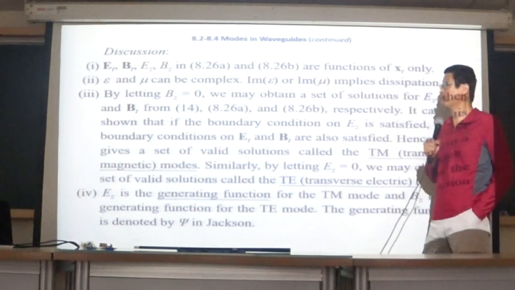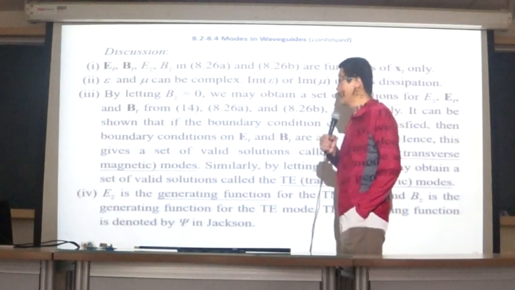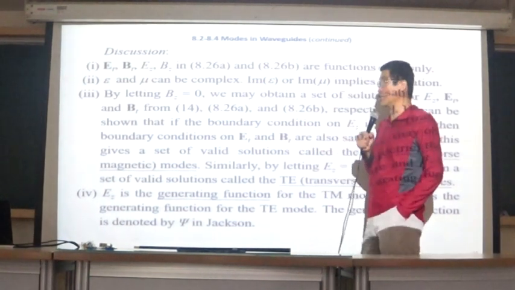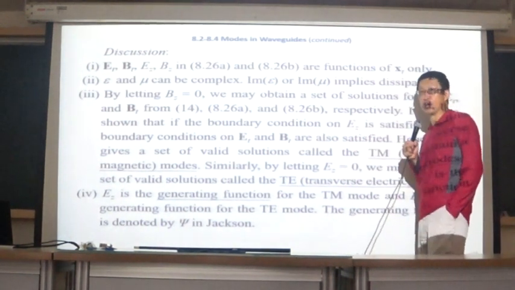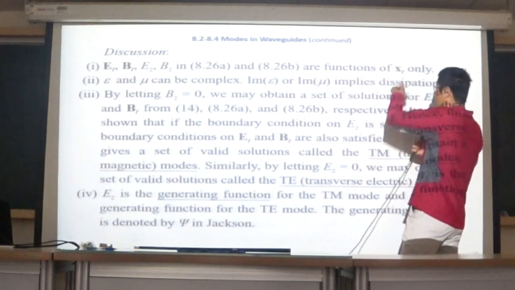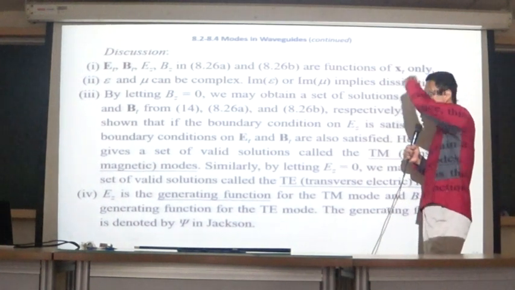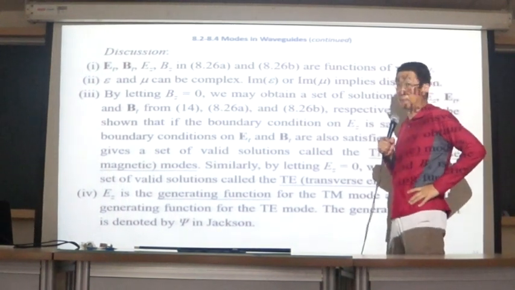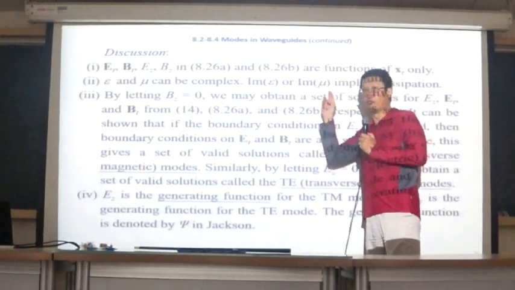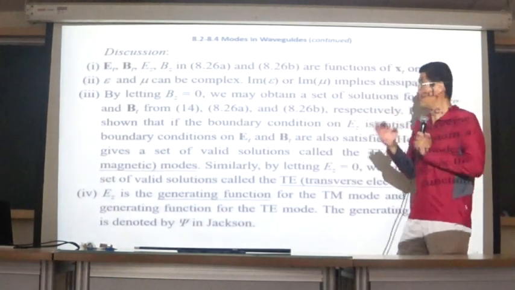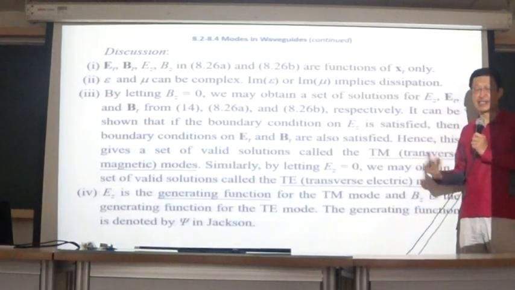Okay, let's move on. This is the discussion. We have a transverse component and longitudinal components in these two equations. They are all functions of transverse coordinates. Mu and epsilon in general are complex. So the imaginary part of mu and epsilon normally represents dissipation: conductor loss, dielectric loss.